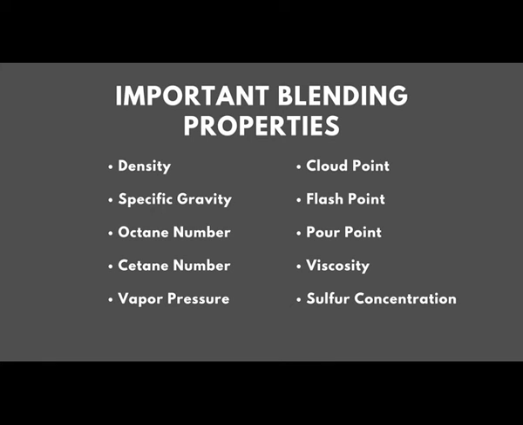density, specific gravity, octane number, cetane number, vapor pressure, cloud point, flash point, pour point, viscosity, sulfur concentration. From where do we get all these details? This is where the quality control lab plays a crucial role. Before blending, the samples are sent to the lab, and based on the data from the quality control lab, the blending activities are performed.